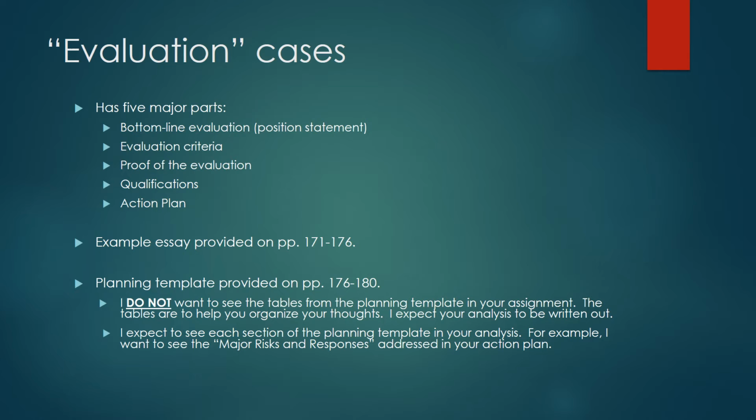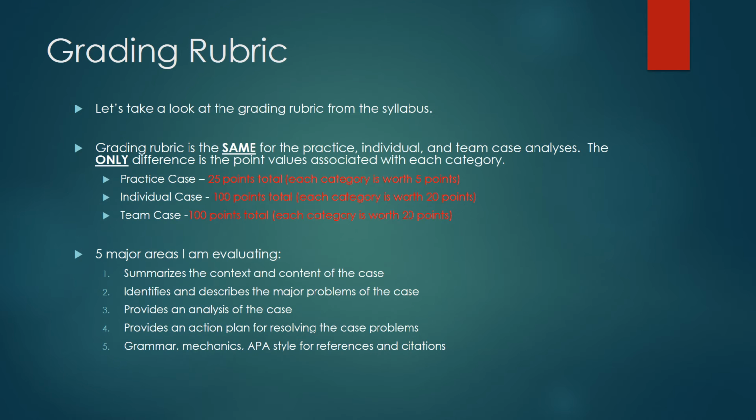There is an example essay provided for you in the text. That's on pages 171 to 176. And the planning template is provided for you on pages 176 to 180. And again, just a reminder, I don't want to see the tables from the planning template in your final analysis. I expect your analysis to be written out. I also expect to see each section of the planning template in your analysis. So for example, I do want to see the major risks and responses section addressed in your action plan.